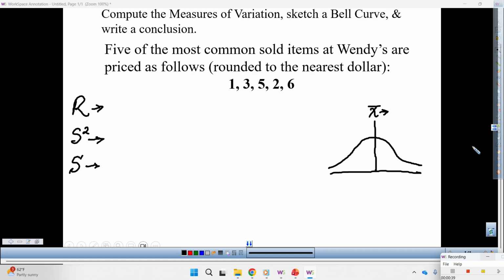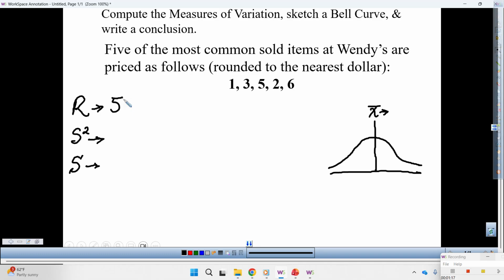So by now we know that the measures of variation are range, variance, and standard deviation. Just to avoid any confusion, we know that the variance is the number right before we take the square root to get our standard deviation. So the range, we got 5. Hands up if you got 5. All right, good.